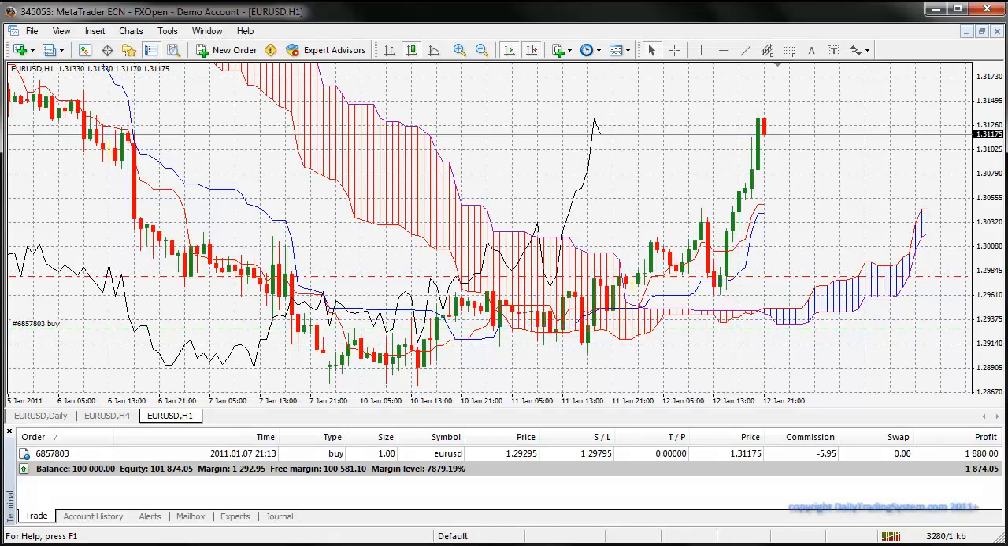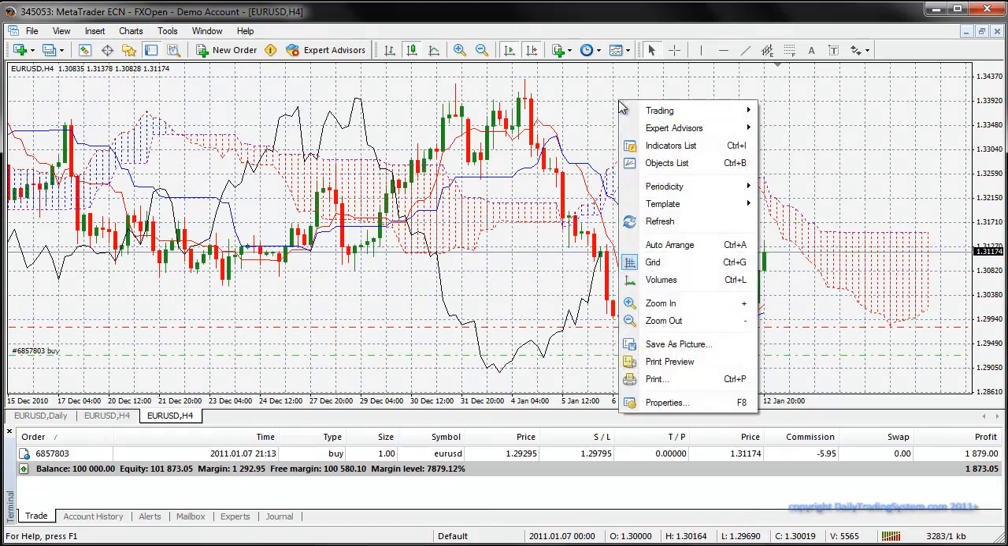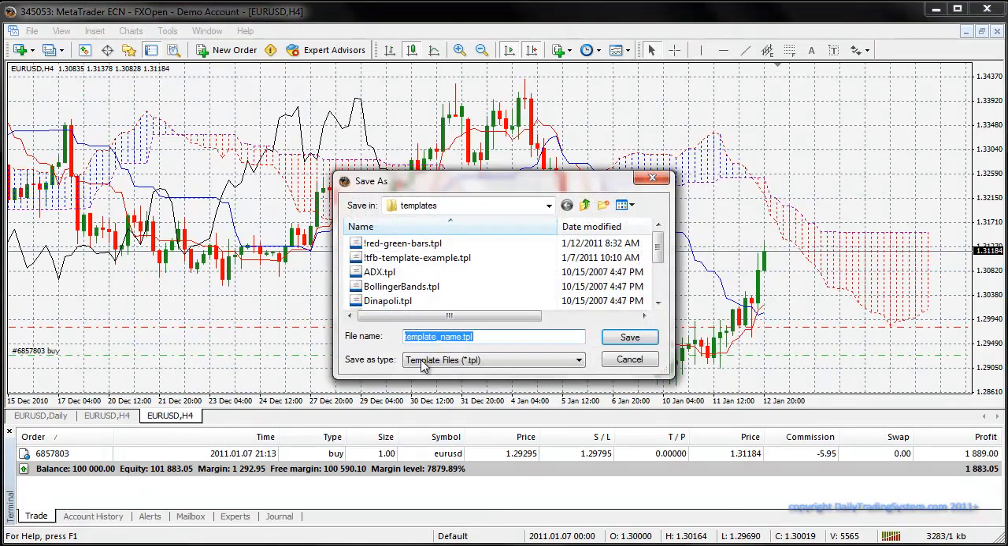Okay, so where can I show you first? Let's take you to the 4 hour time frame first of all. And what I'm going to do is right click and choose template and save template, and I'm going to use this one so you guys can actually download this and apply it to your templates folder.